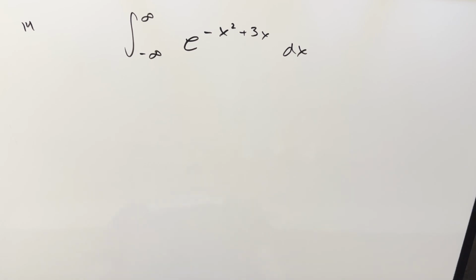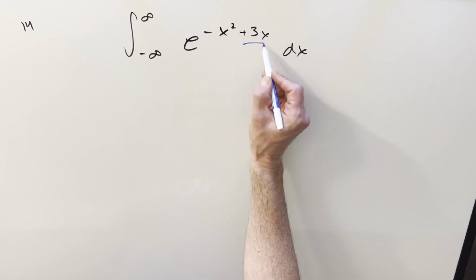Okay, we have here another integral from Caltech Math Meet 2025, number 14. We have the integral from minus infinity to infinity of e to the minus x squared plus 3x dx. You may recognize this as something that looks like we can use the Gaussian integral on it. The only trouble is we've got this plus 3x here, right?